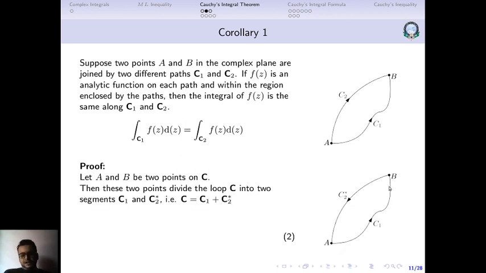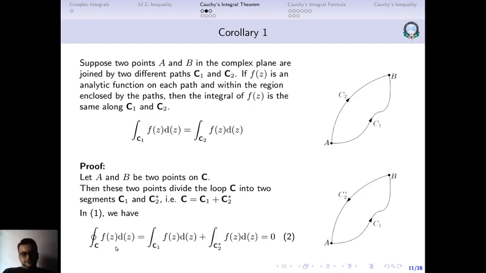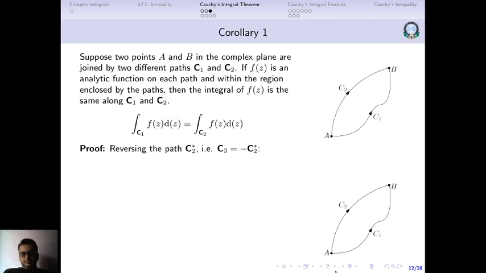Now by one property of a complex integral that we have seen, partitioning of path, the value of the integral will remain the same. That is, the integral over this closed loop is equal to the integral over C1 plus the integral over C2 star. The integral over C was equal to 0, so the integral over C is equal to the integral over C1 plus the integral over C2 star. Now we're going to use the path reversal property.